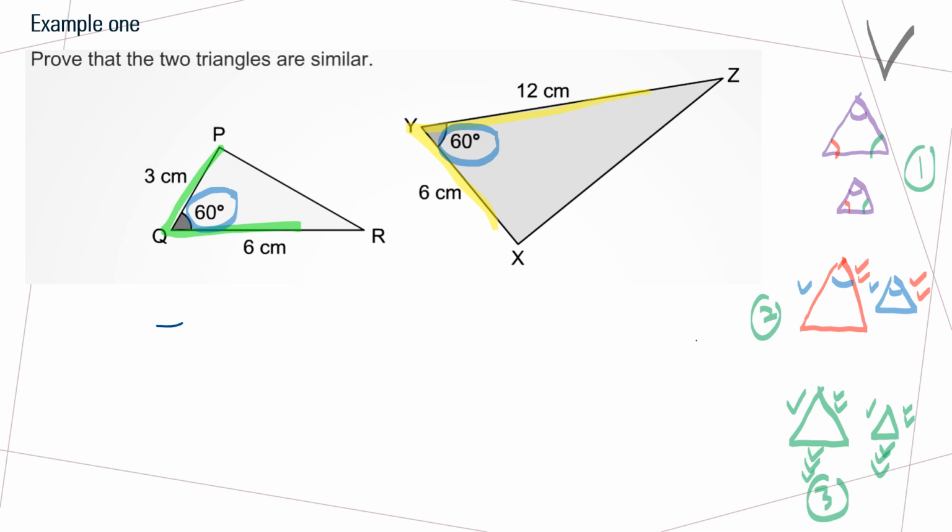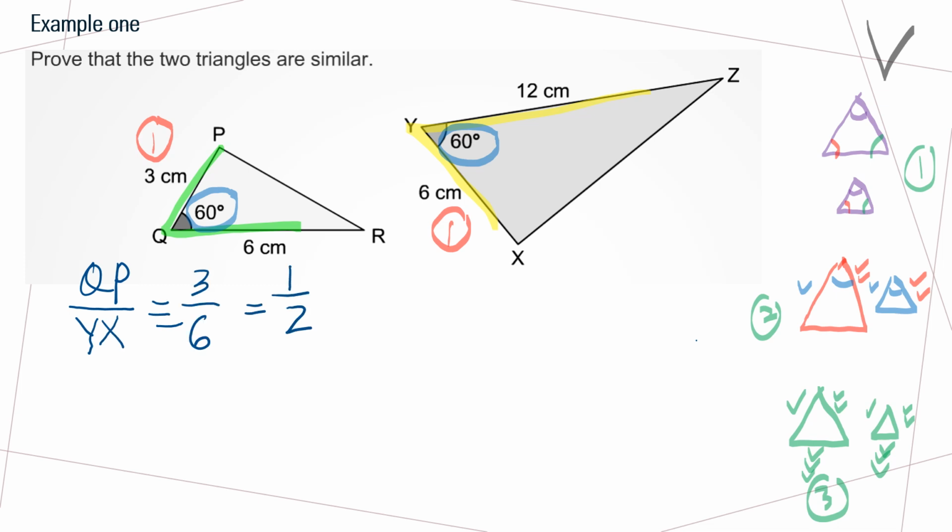So how do you go about proving that these two triangles are similar? We first compare the ratio of the first pair of corresponding sides. PQ happens to be the shorter side. So you compare the shorter side of your first triangle, PQ, with the shorter side of the second triangle, XY. So let's do it. QP over YX gives you 3 over 6, that gives you half. So that is your first ratio.